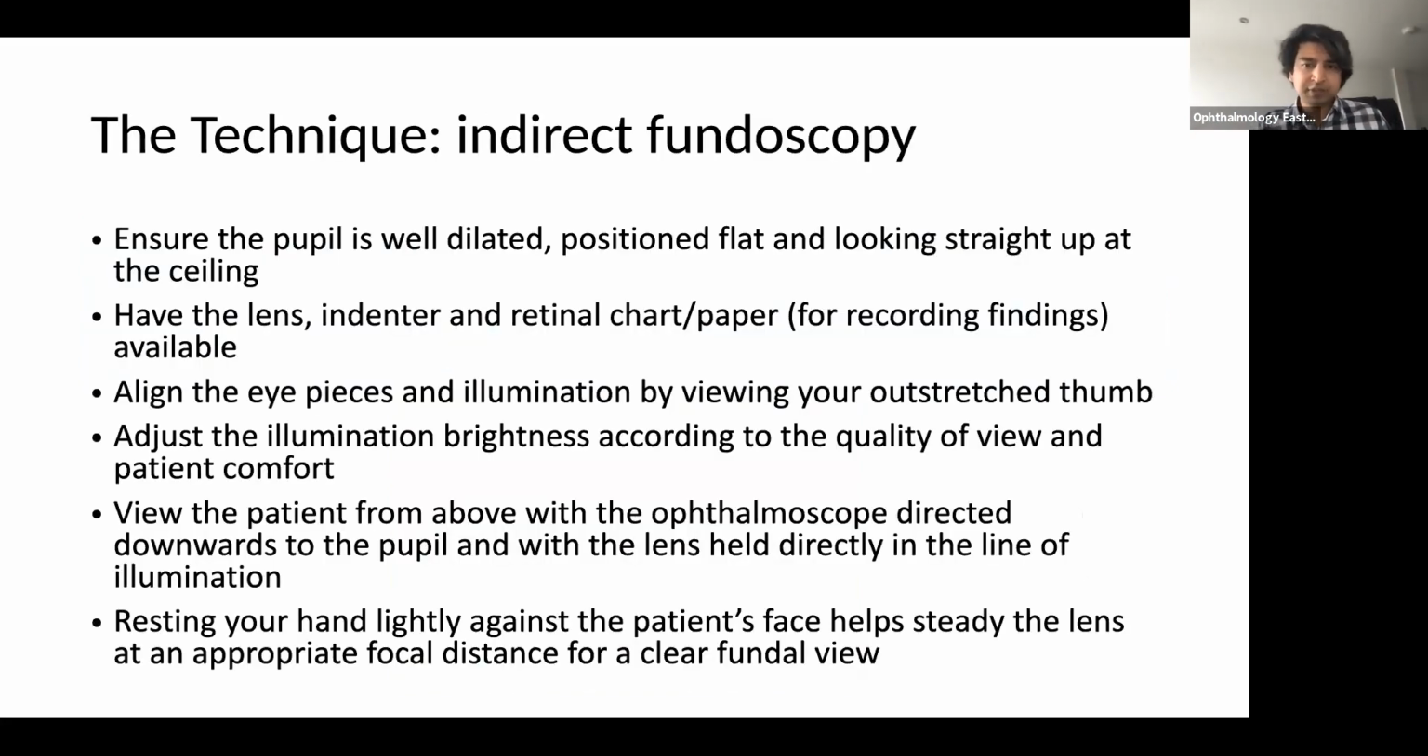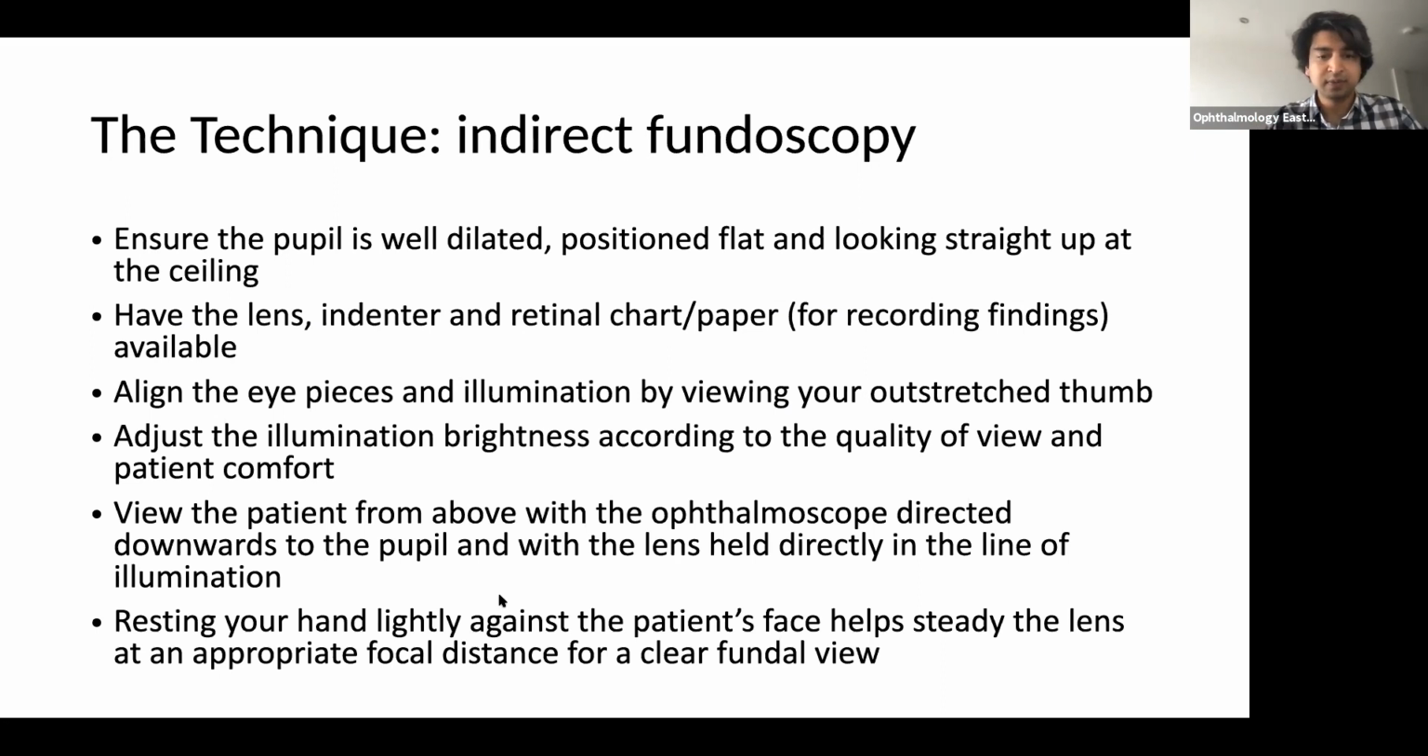Fine, so the patient needs to be well dilated, looking straight at the ceiling. You have the lens in your hand and your paper ready, and you adjust the indirect to your head. I'll show this in a moment to you. Adjust the illumination so it's nice and comfortable. In a dark room, you can have minimal illumination, particularly in children, if you're trying to look at the back of their eyes. And you can rest your hand gently against the patient's face to just steady that lens at the right working distance.